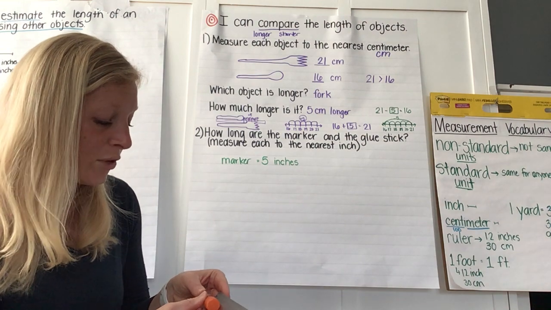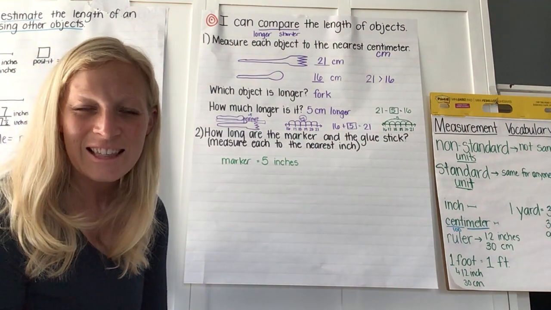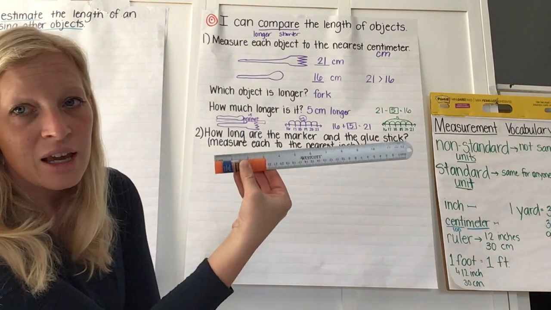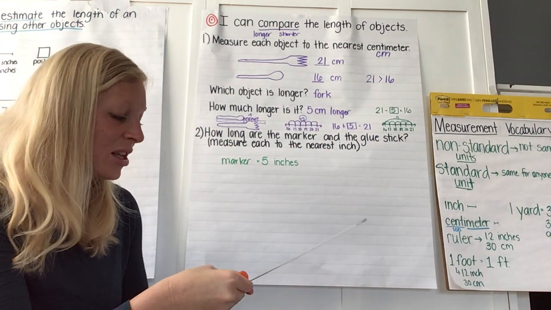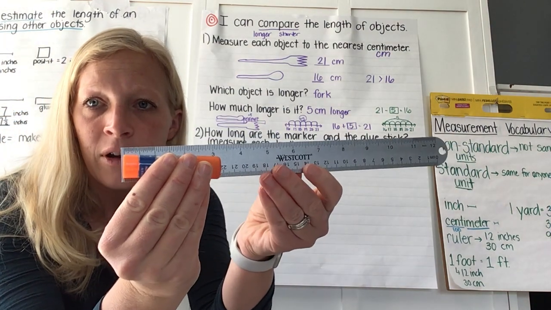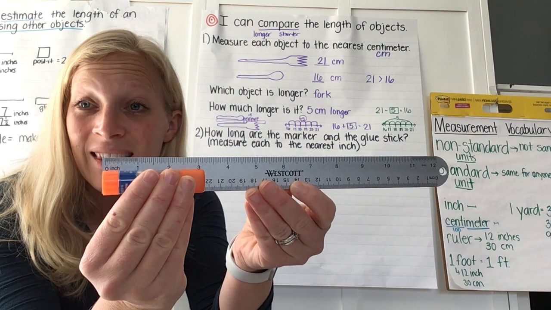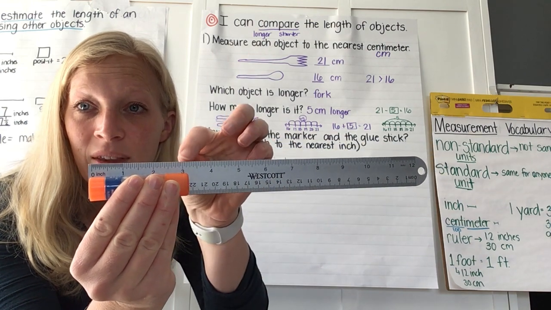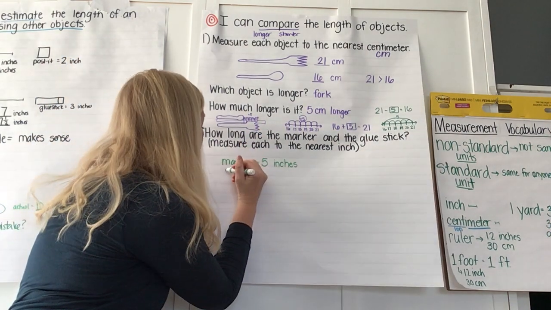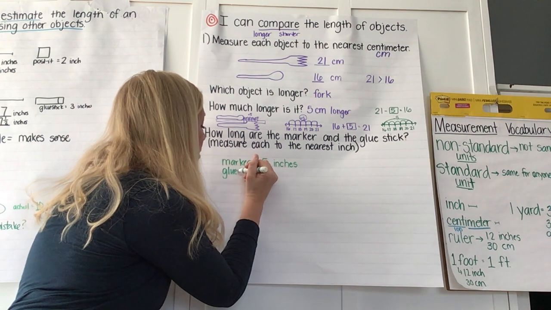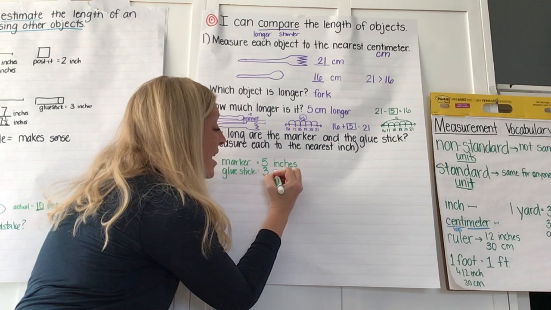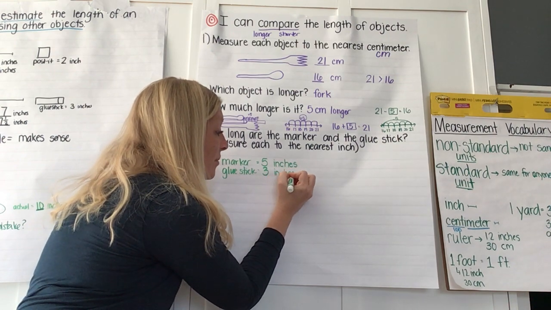And remember, hopefully your teachers have given you a little baggie of goodies. If you're at home, if you're in the classroom, you have these tools with you. But we're going to be thinking about how long the next object is. I want you all measuring this. Don't leave me hanging. Don't make me do it by myself. What do you notice? It's about what? 3 inches long. So my marker is about 5. Glue stick is about 3 inches.